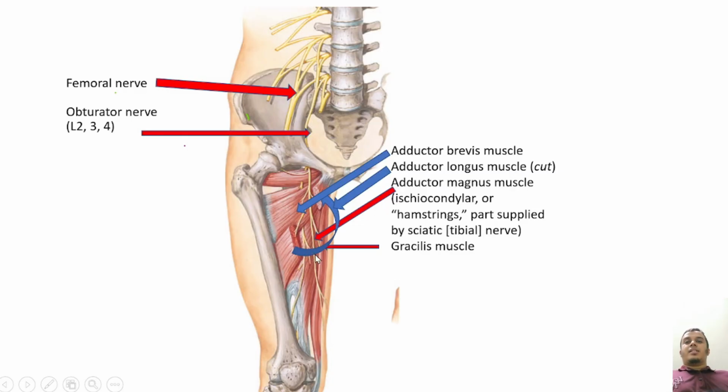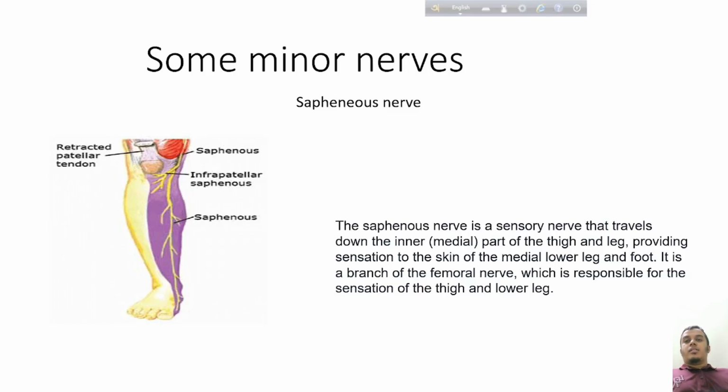Then we see some minor nerves of the lower limb. First of all, we discuss the saphenous nerve. The saphenous nerve is a sensory nerve that travels down the medial part of the thigh and provides sensation to the medial lower leg and foot. It is a branch of the femoral nerve.